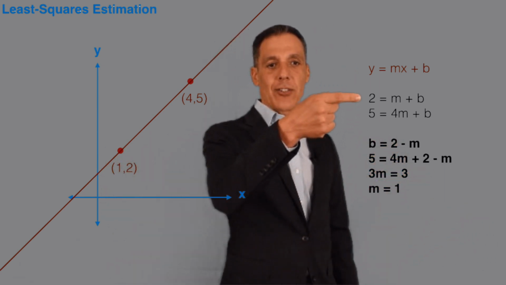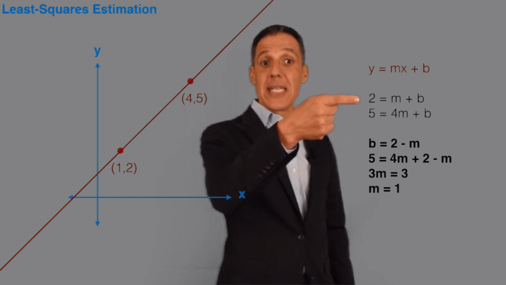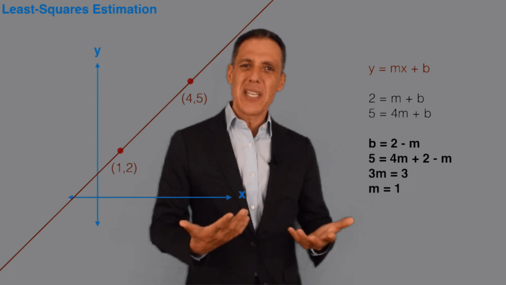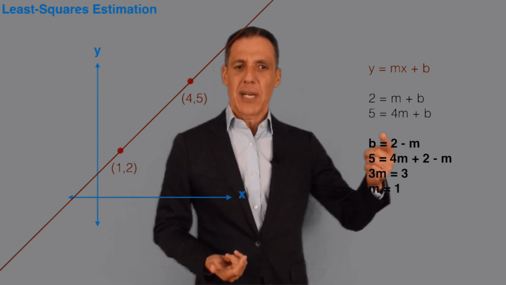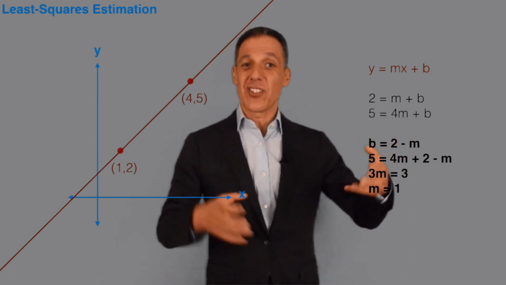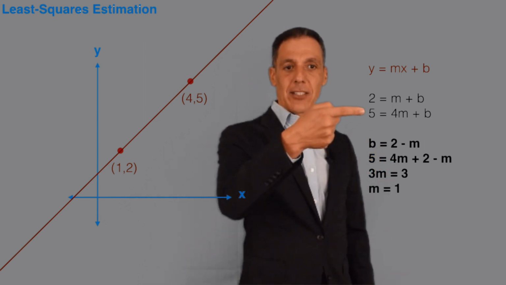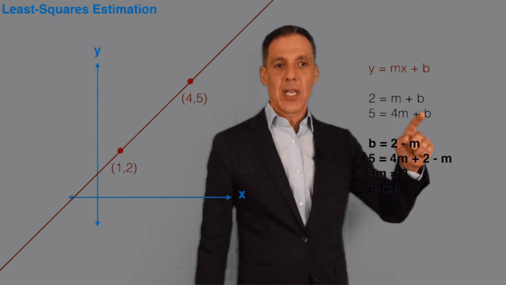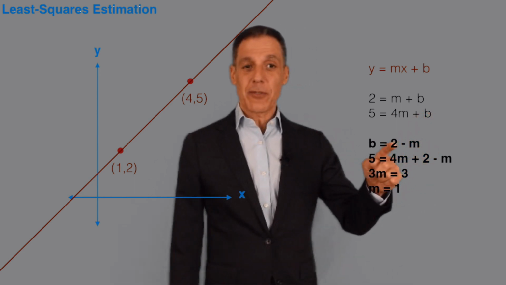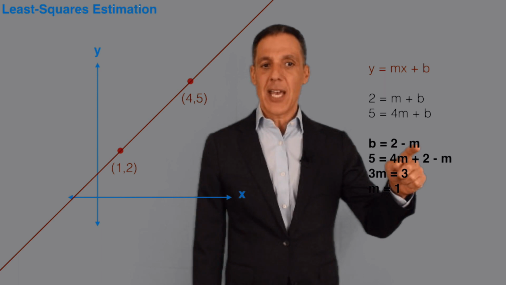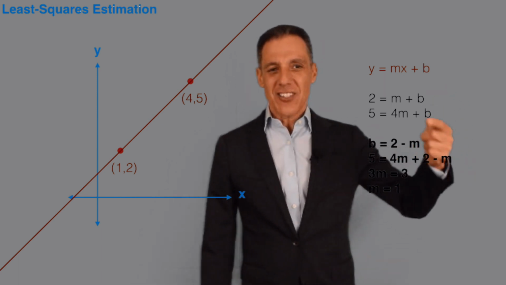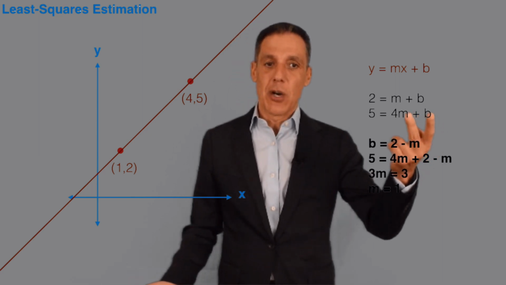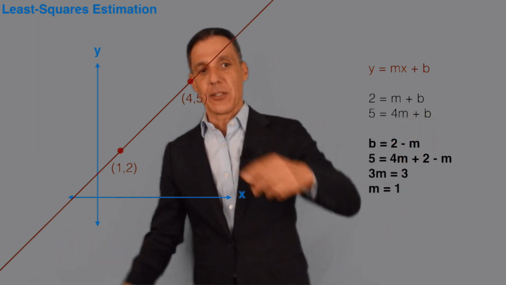I'm going to take this equation and I'm going to solve for b. So b is equal to 2 minus m. Now, I still don't know what b is because it's in terms of m, but I now can use this in the other equation to isolate the m. So now let's take this equation, 5 is equal to 4m plus b. But we just determined from this equation that b is equal to 2 minus m. And of course, I can interchange these because this is the same m and b in both of these equations because I'm looking for 2 unknowns, slope and intercept, that satisfy both of these points.